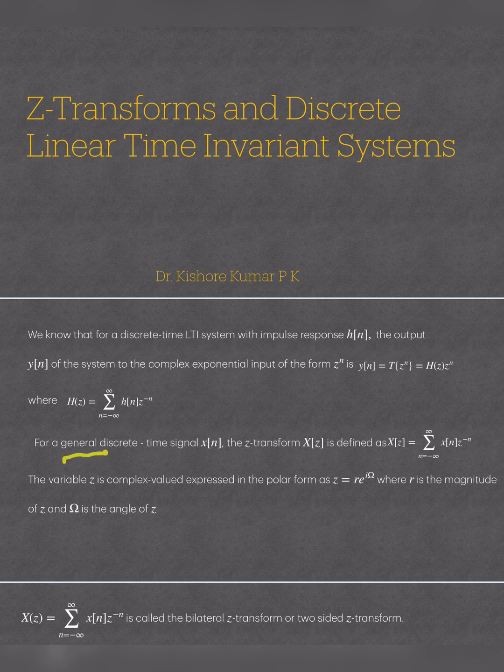Now for a general discrete time signal x of n, the z transform X of z is defined as X of z equal to summation n equal to minus infinity to plus infinity x of n z power minus n. So this z we call it as a complex value expressed in the polar form z equal to r into e power j omega, where r is the magnitude of z and omega is the angle of z.